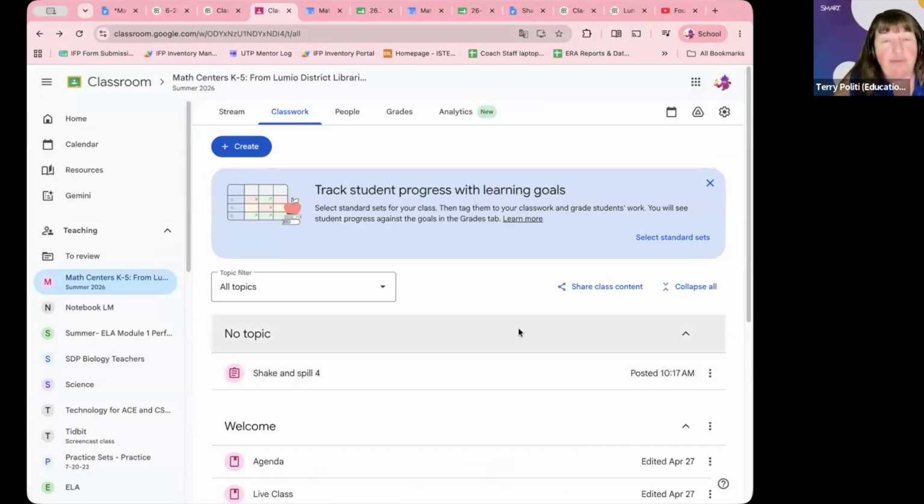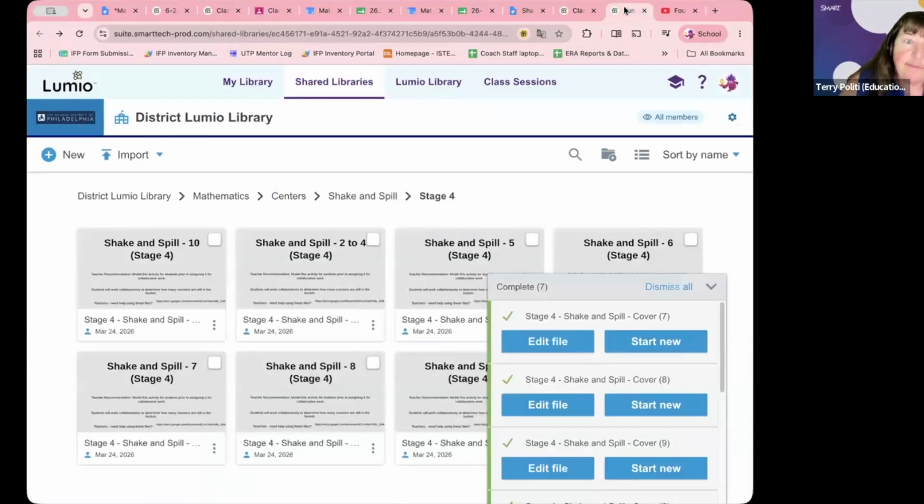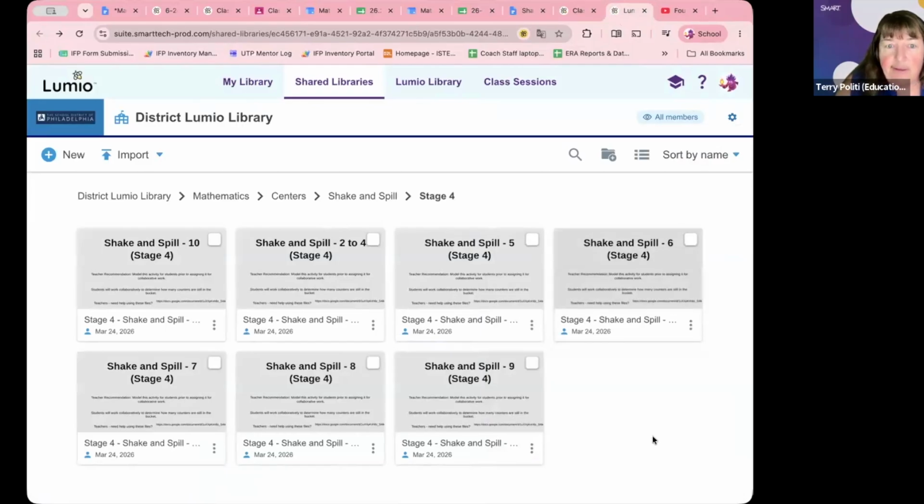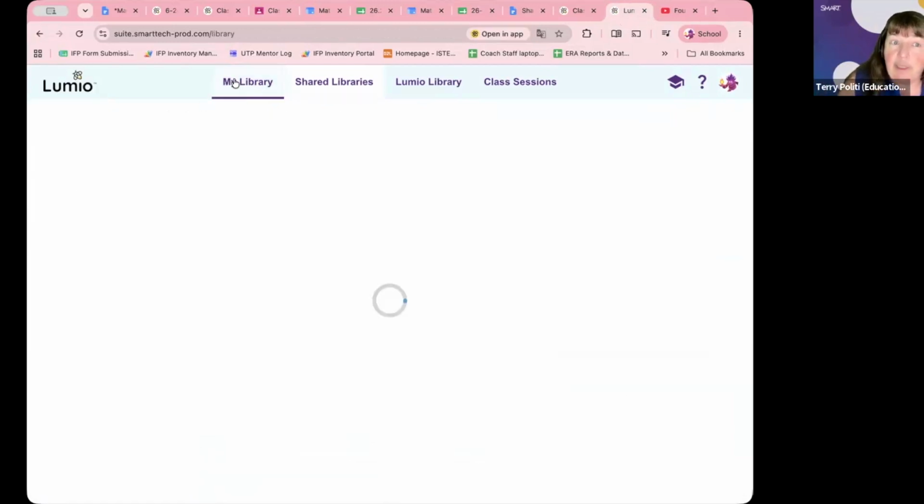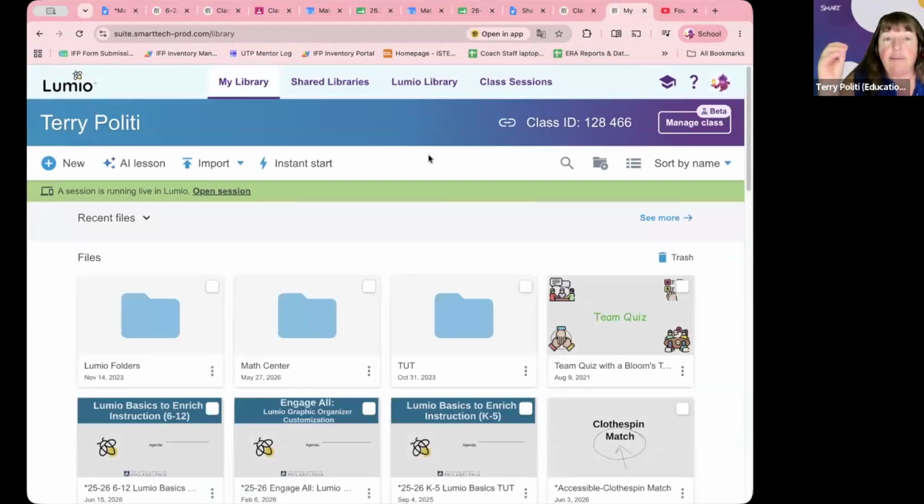So I'm going to ask you to go back over to your Lumio class. So you're in your Lumio session. If you have that pop up, hit dismiss all, because we don't need to see the copies. We know they're made. Take a look at the top tabs. Where are you? I'm in shared libraries to start with, but I'm going to go back to my library in the top left.